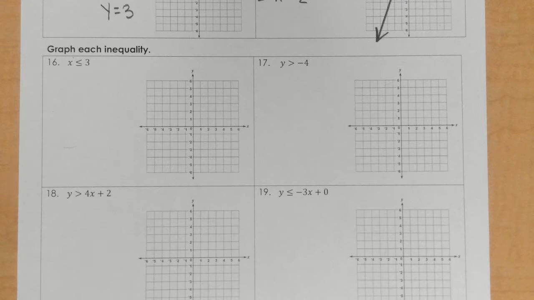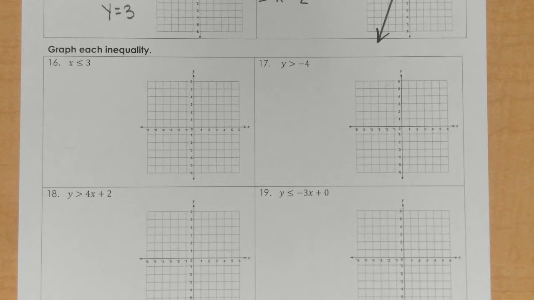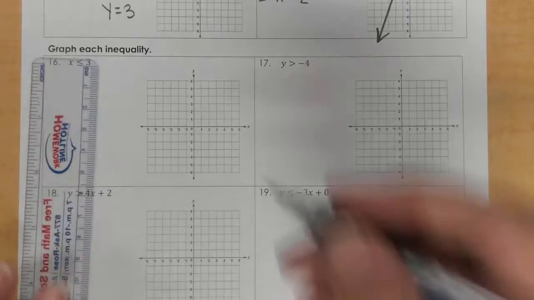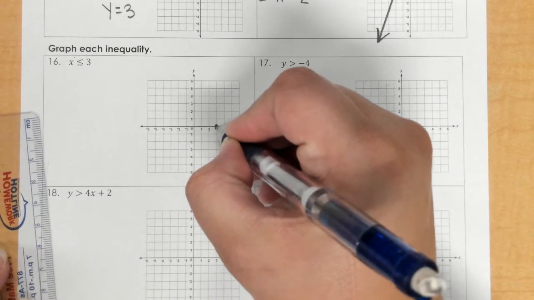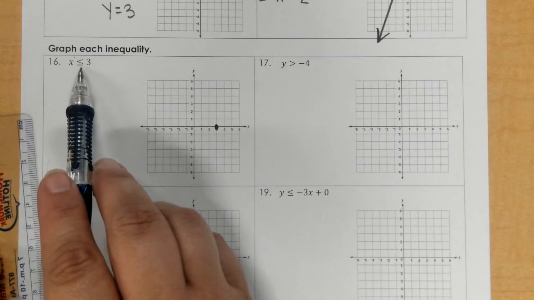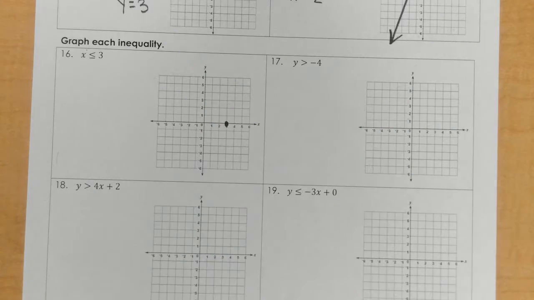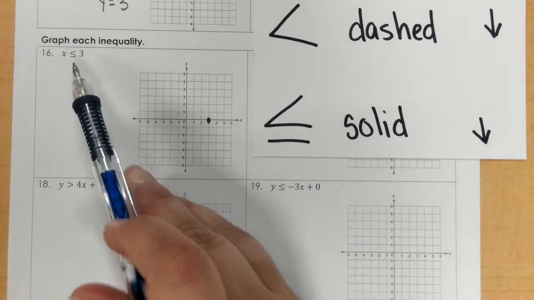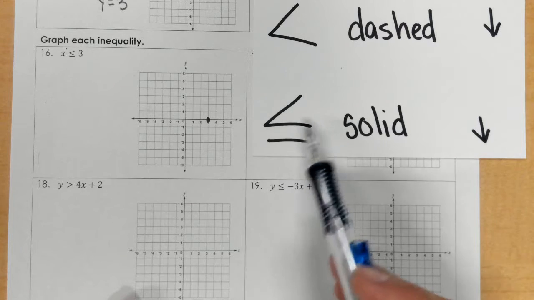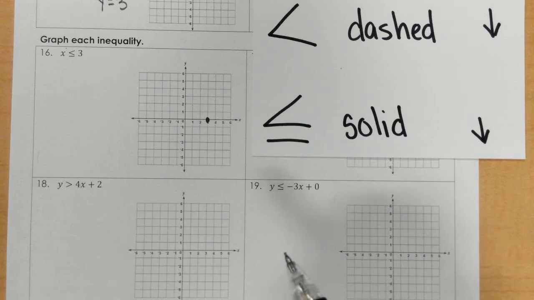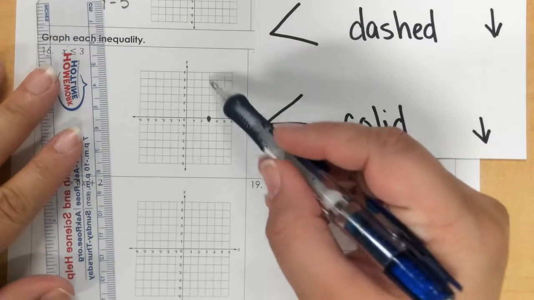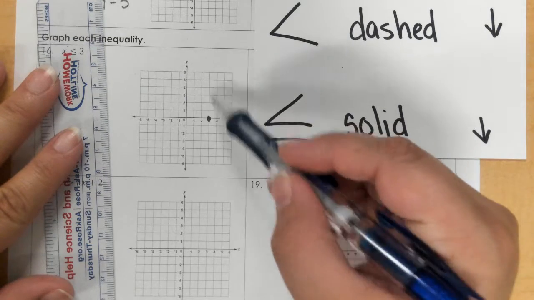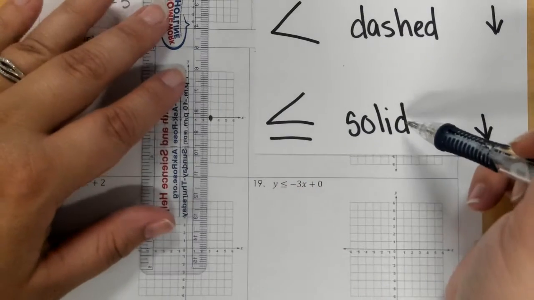For number 16, x is less than or equal to 3. We need to plot a point at the 3 on the x-axis. Then I see that I have a less than or equal to. So in your notes you had a chart, kind of similar to this, but I'm going to just use this for now. If you have a less than or equal to, it shows that you have to draw a solid line. So I'm going to draw my line going opposite of the x-axis. So I'm going to go vertical, and I'm going to make sure it's a solid line.